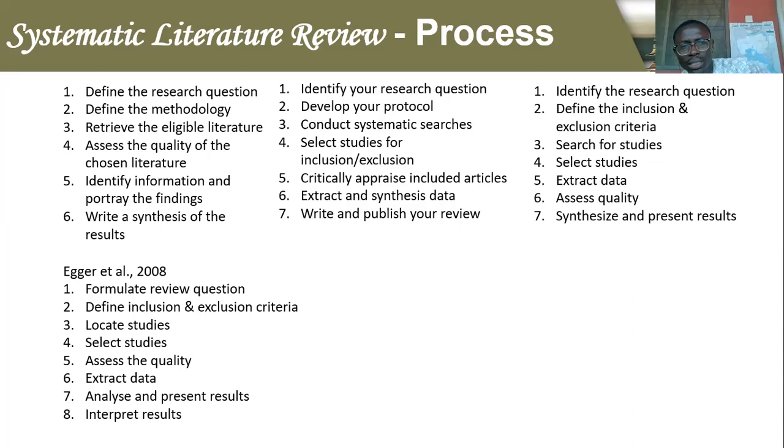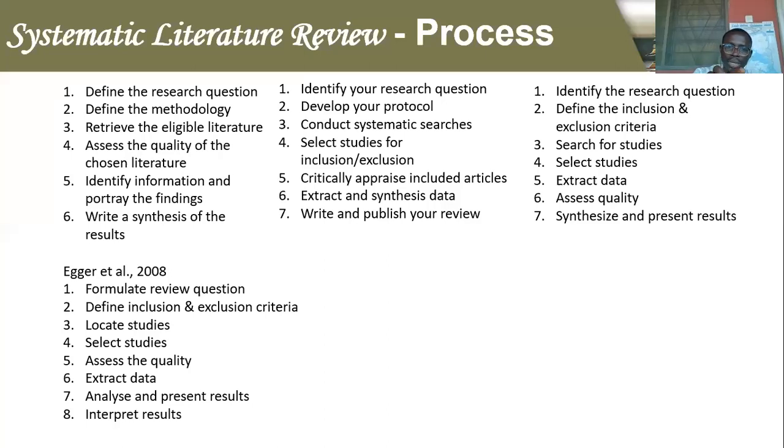Then with the approach or the process that we have, you find it in different literature. Some have 6, some have 7, some have 8, some have 9. But basically, they are just synonyms or change of words and other things. These are the summaries of the various processes that we have, and we need to understand them. That's the key thing, because you can't do any systematic literature review without passing through some of these processes.